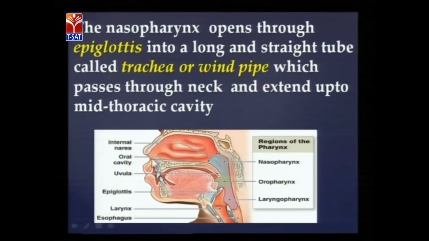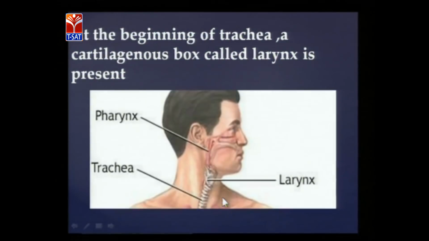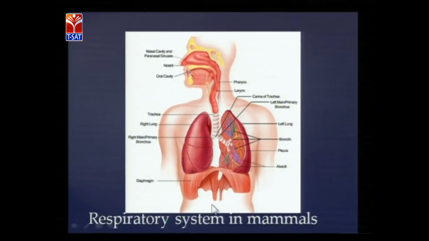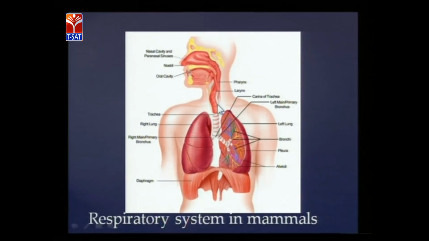This nasopharynx opens through the epiglottis. The epiglottis acts as a lid over the glottis, and the nasopharynx opens through the epiglottis into a long straight tube called the trachea. This is the trachea. It is present through the neck and extends up to the mid-thoracic cavity. We can see in this diagram, this trachea extends through the neck and continues till the mid-thoracic cavity.